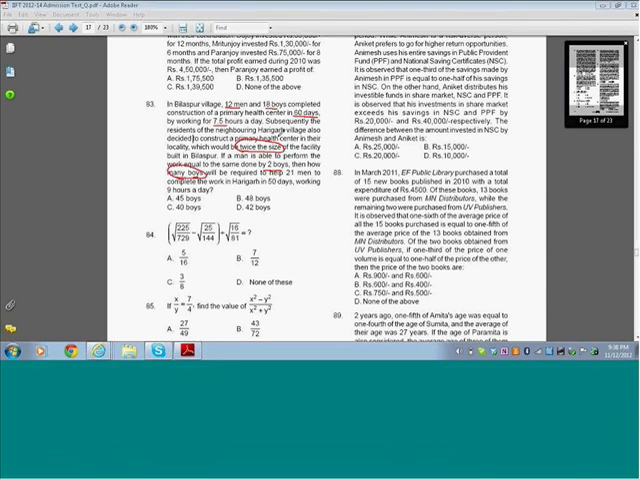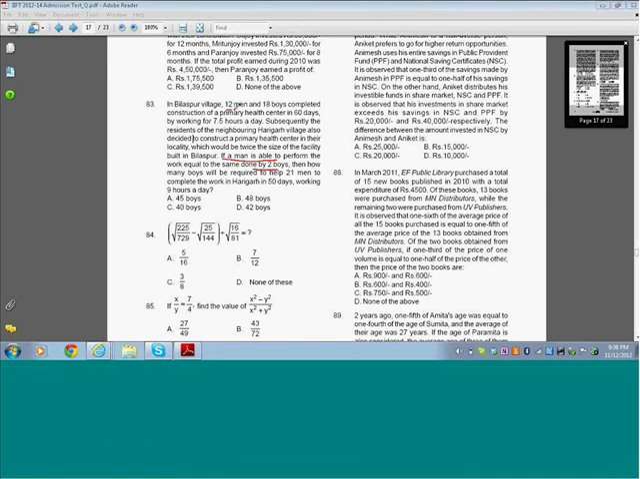If the work is doubled, how many boys will be required to finish the piece of work in 50 days? So now the number of days has become 50. The number of hours per day, is there a change or not a change?